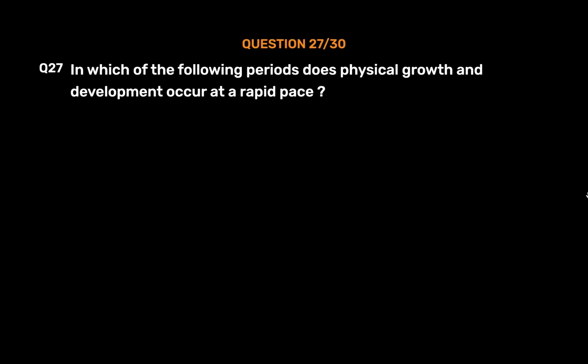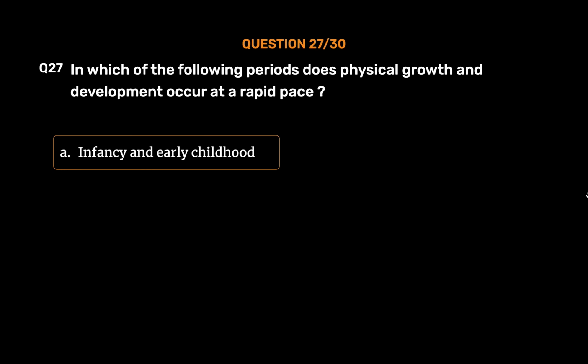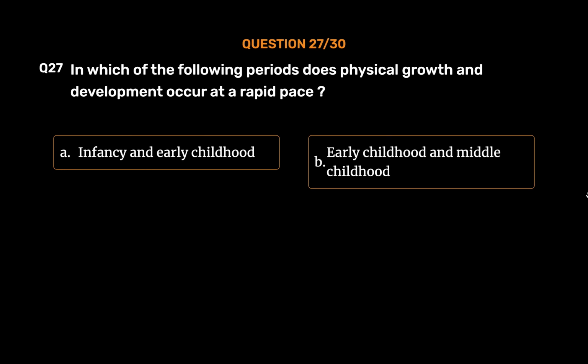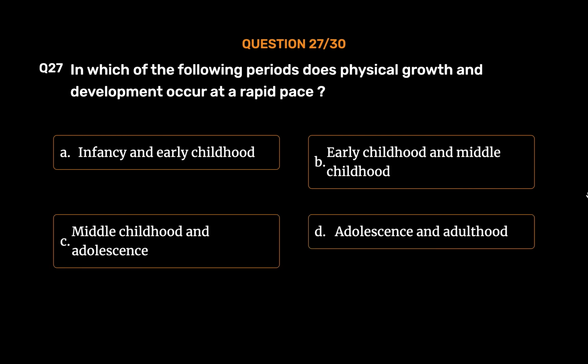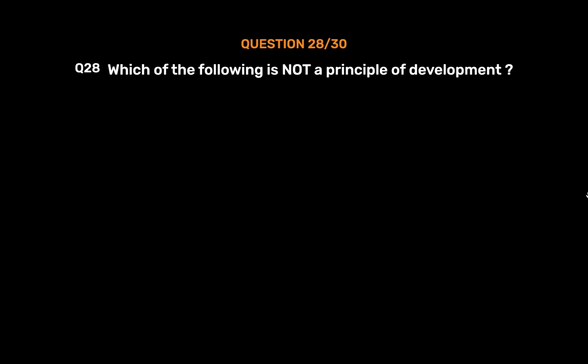Question number 27. In which of the following periods does physical growth and development occur at a rapid pace? Option A. Infancy and early childhood. Option B. Early childhood and middle childhood. Option C. Middle childhood and adolescence. Option D. Adolescence and adulthood. The correct answer is Option A. Infancy and early childhood.